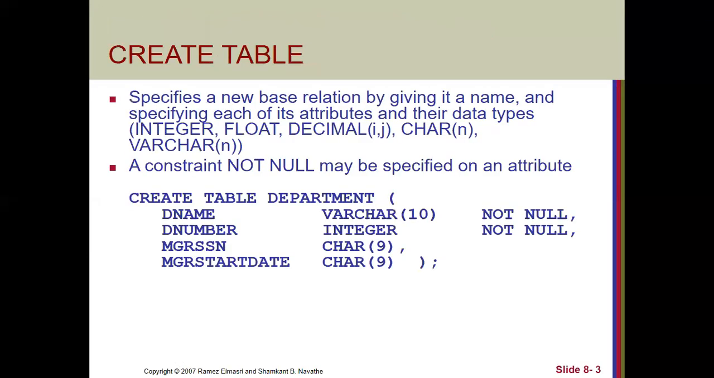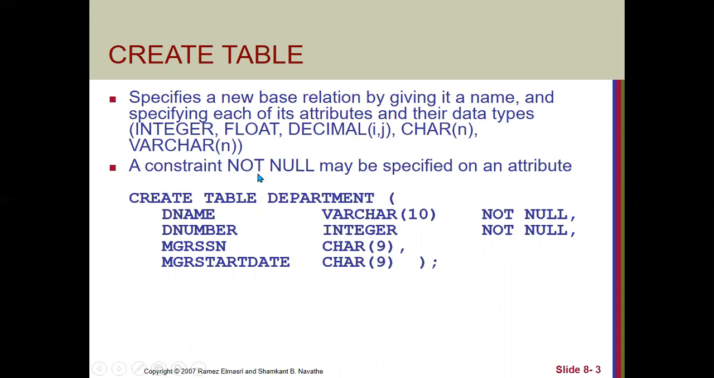So let's start. For example, how to create a table. A table is the relation after mapping. It was an entity, we mapped it to a relation, and now we want to create a table. So we specify a new base relation by giving it a name. Usually the name is the same as the relation's name in the relational model. And we have to specify all its attributes and their data types. The data types can be integer, and you all know what integer, float and decimal are, character with its length, and varchar, the variable character, which can be from 1 to a maximum n.